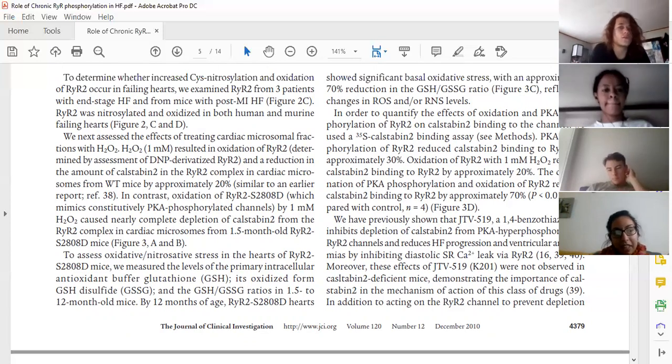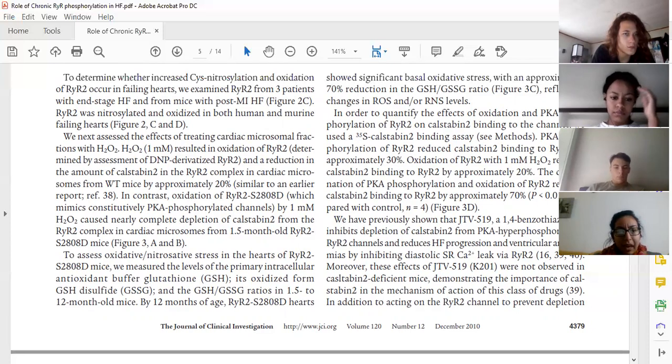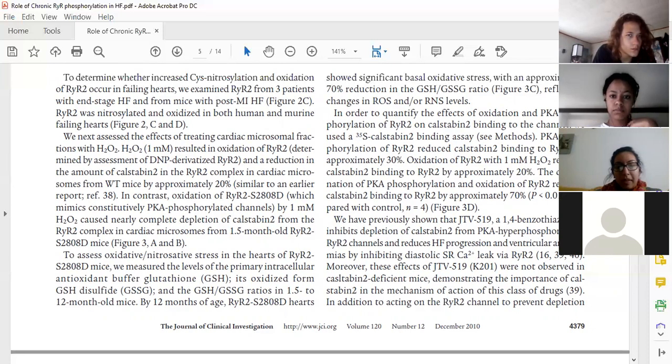And a reduction in the amount of calcium in the ryanodine complex in cardiac microsomes with wild-type mice by approximately 20%. In contrast, oxidation of ryanodine wild type by 1 millimolar hydrogen peroxide caused nearly complete depletion of calstabin from the ryanodine complex in cardiac microsomes from 1.5 months old ryanodine wild type mice. Okay, figure 3A and B.